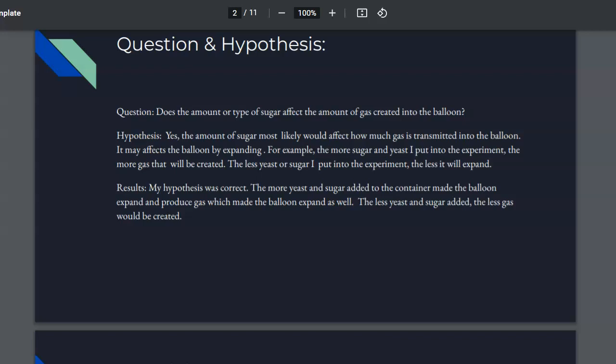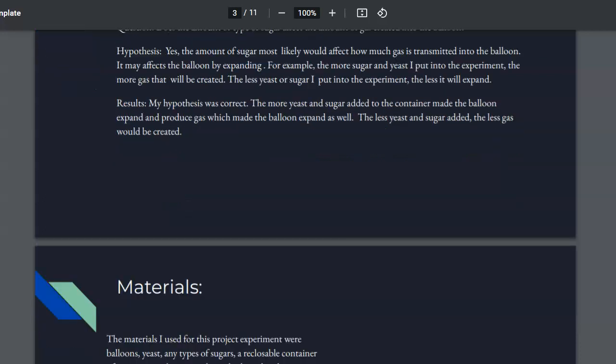Result. My hypothesis was correct. The more yeast and sugar added to the container made the balloon expand and produce gas, which made the balloon expand as well. The less sugar added, the less gas will be created.